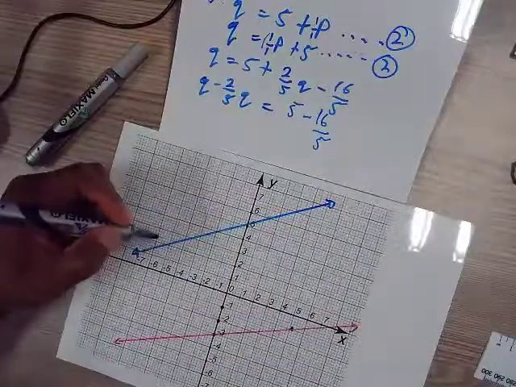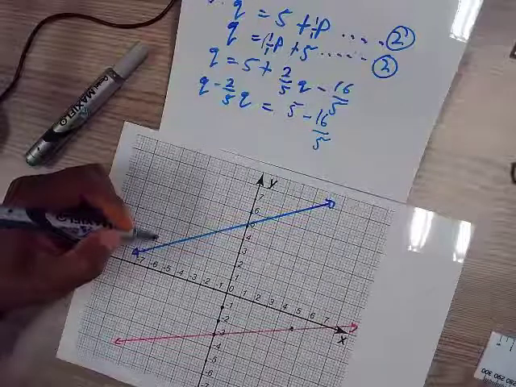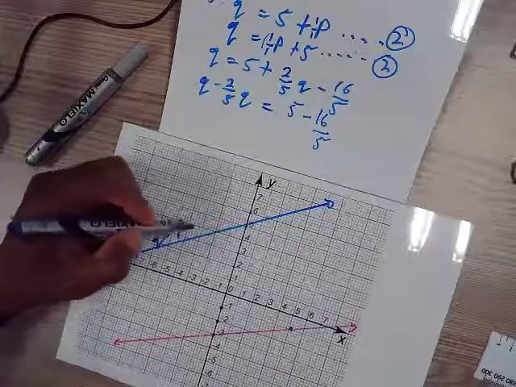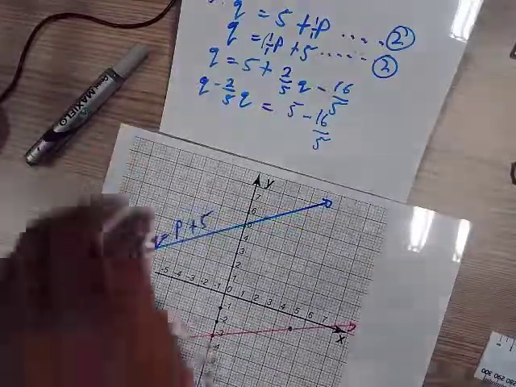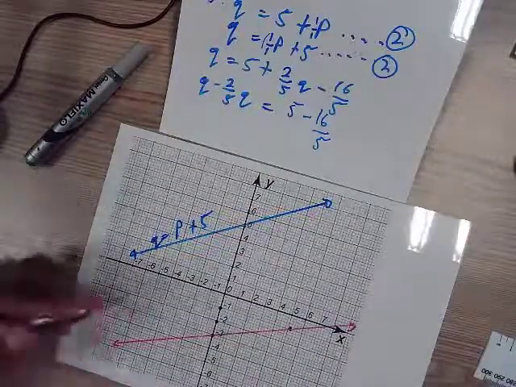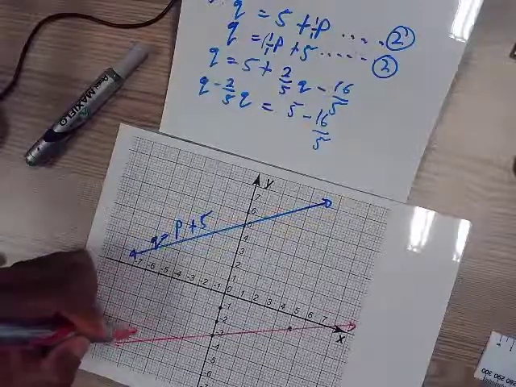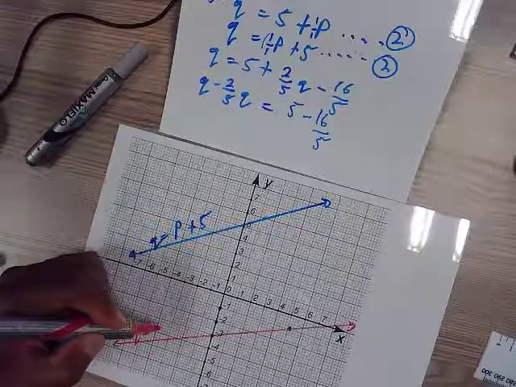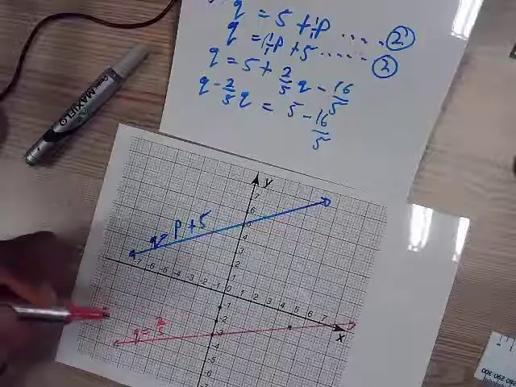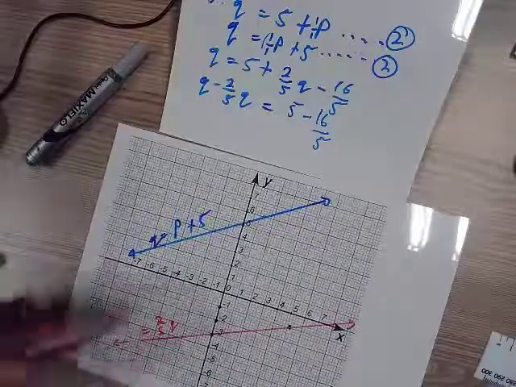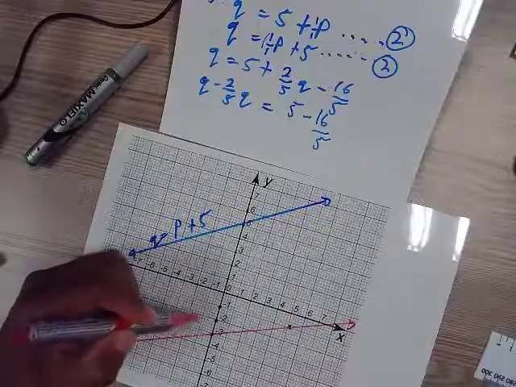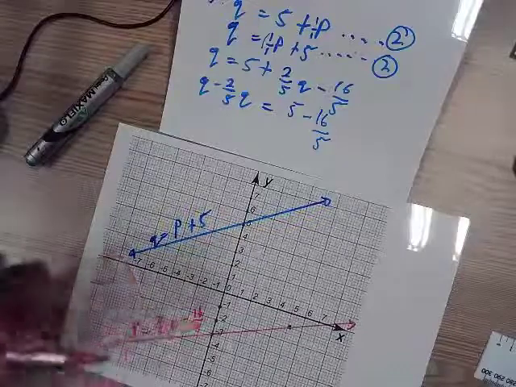So you've got Q equals P plus 5. That's your first graph. And then the second graph is Q equals 2 over 5. Sorry, that's P, hey? P equals 2 over 5Q minus 16 over 5.